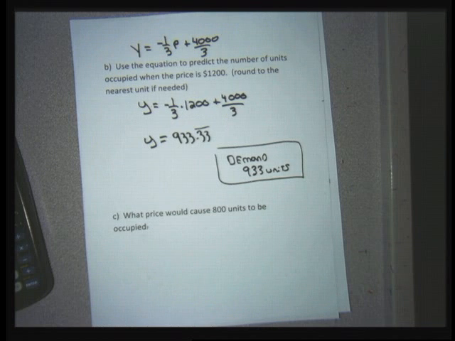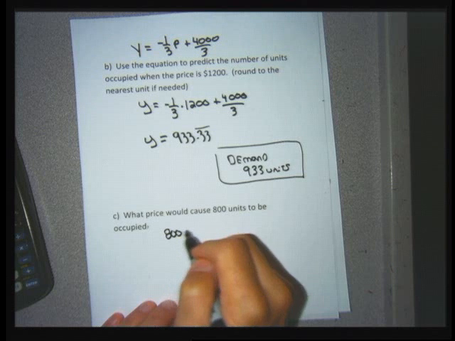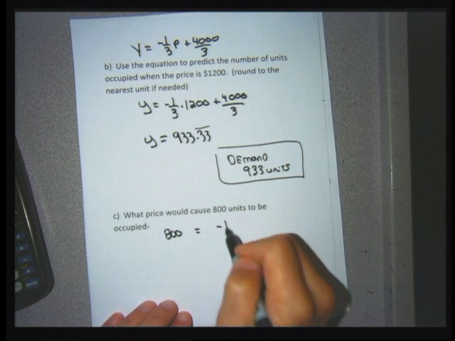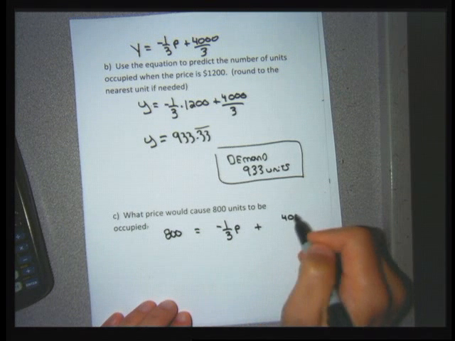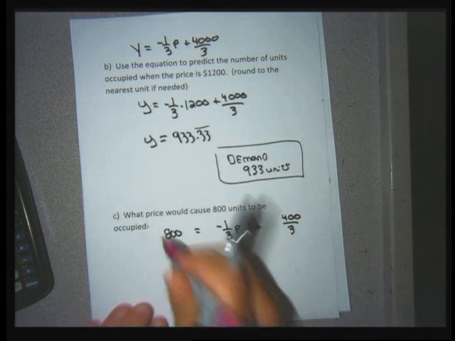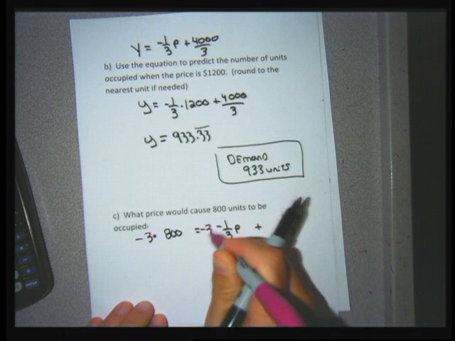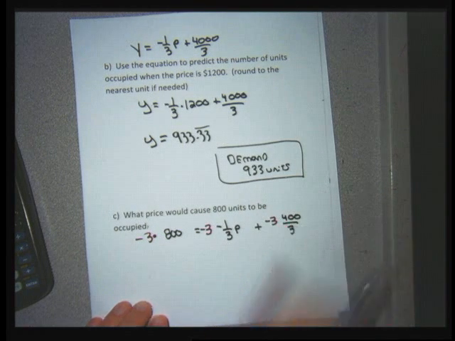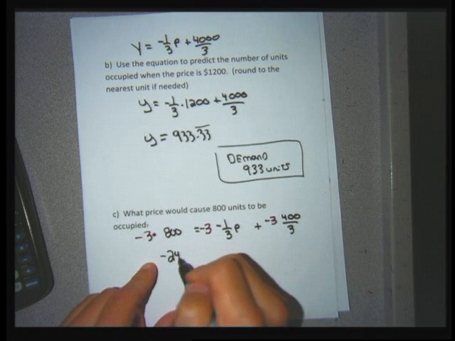Part C says at what price would 800 units be occupied? That means I need to plug 800 in for the y and solve for the p. So I'm going to go 800 equals negative 1/3 p plus 4,000 over 3. I'm giving myself lots of space because I want to clear the fractions. I'm going to multiply by 3. As a matter of fact, I'm going to multiply by negative 3 to get the number in front of the p positive. If I multiply negative 3 times 800, I get negative 2,400.